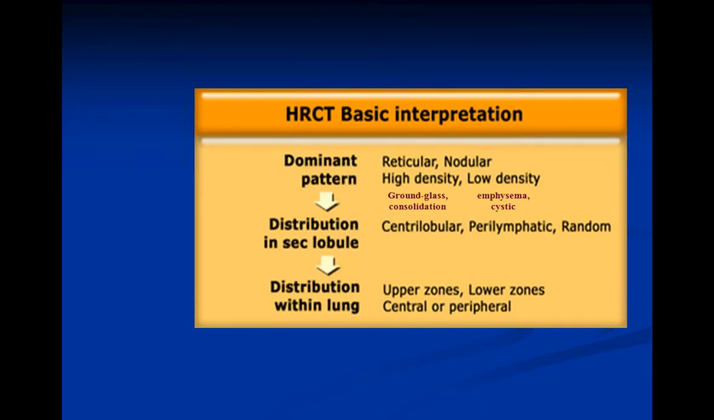Next, the distribution of the lesions. The lesions may be distributed in the central lobular area. Or perilymphatic: the lesions are located in the interlobular septa, meaning the interstitial disease involves the interlobular septa. Random means disseminated throughout the lung, a disseminated spread. Then the distribution as per zones: upper zone, lower zone, central, or peripheral.